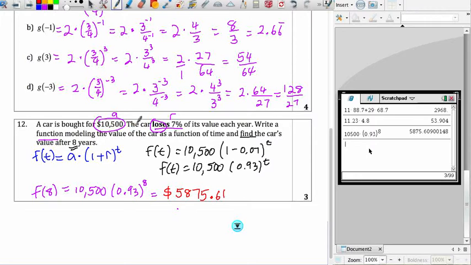Of course, there could be extension problems on this very easily. You could be asked to calculate the total amount lost from the time the car was bought to now, and those kinds of things, or be given different amounts of time.